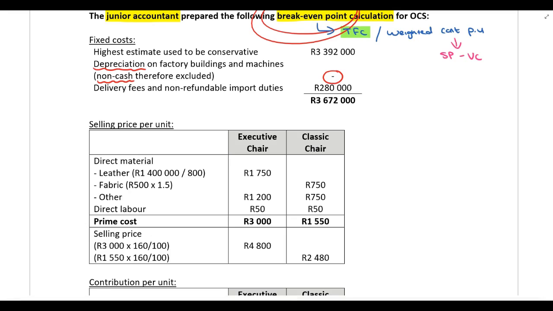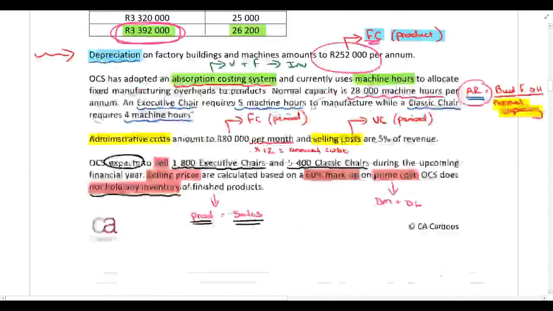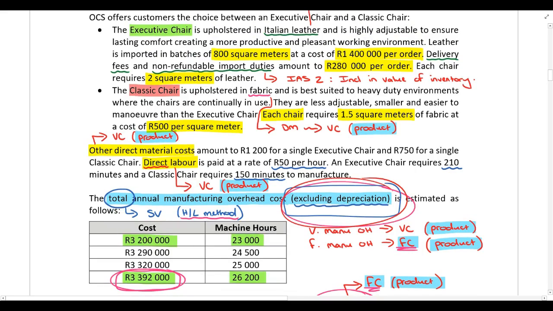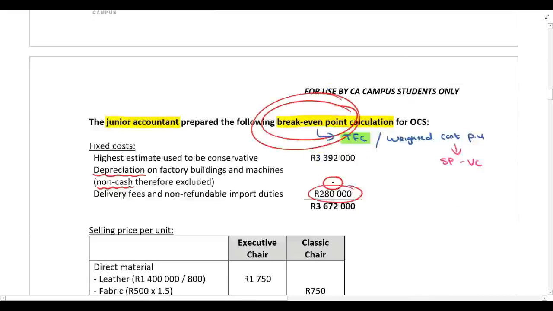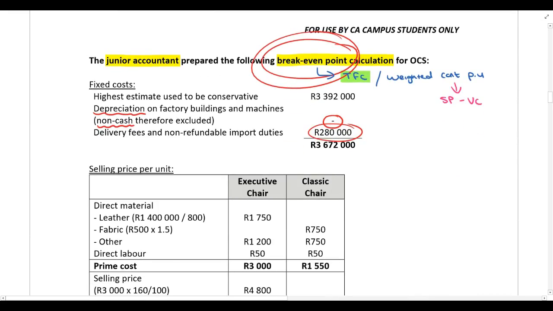Okay, then the next item he has over here is the delivery fees and non-refundable import duties, and he's just put that amount in there. Now, firstly, that's not an annual cost. This is the cost per order. If you go back to the previous page, that's the cost per order. It's not an annual cost, and we are trying to calculate annual fixed cost over here, so that's incorrect.